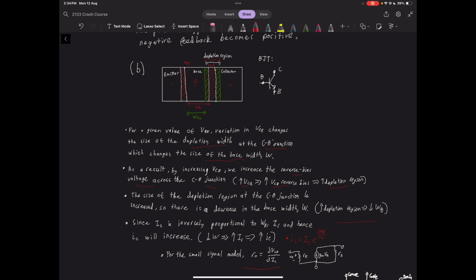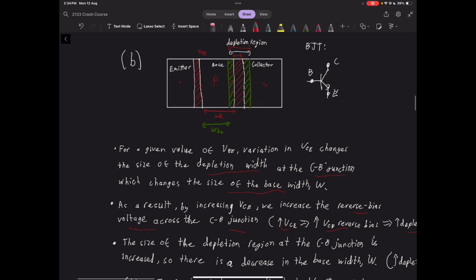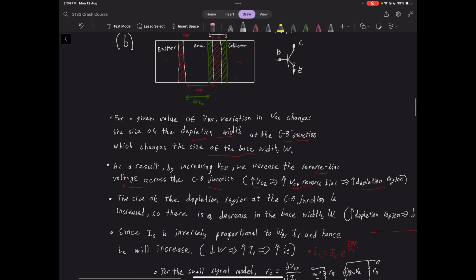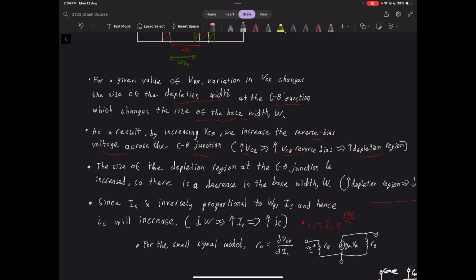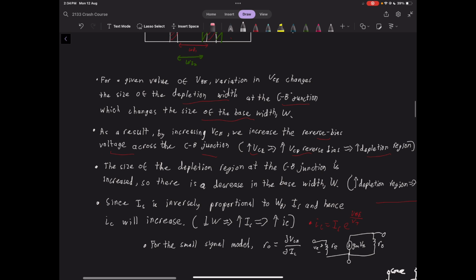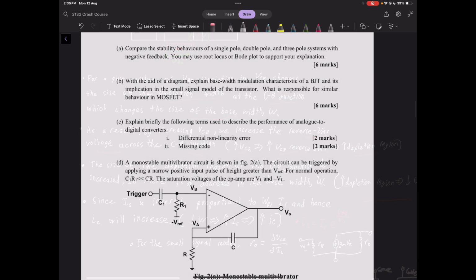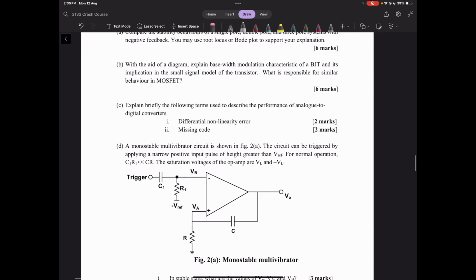You don't have to go into this much detail, obviously. What you mainly want to capture is the diagram, and you want to explain what base width modulation is, which is in the lectures. Then what they're looking for is that this essentially means our R out resistor, what we have its value set to, will actually depend on VCE, and it's not just fixed, which is what the model assumes.